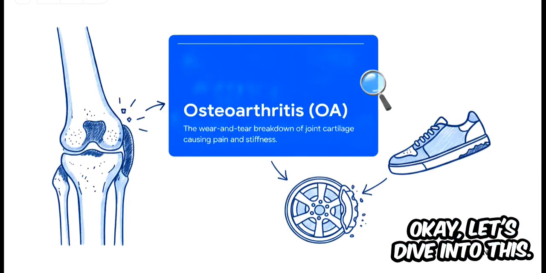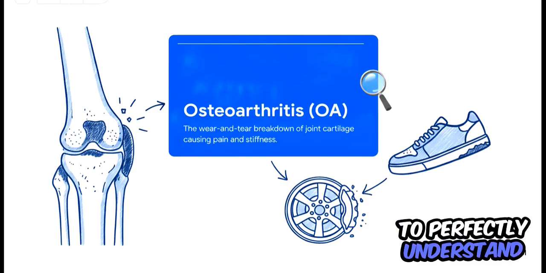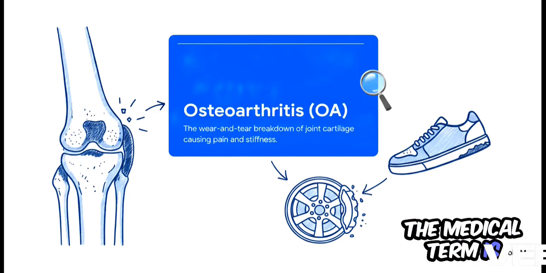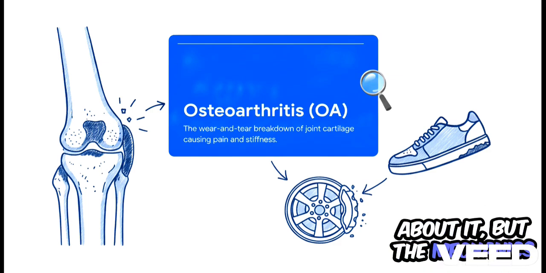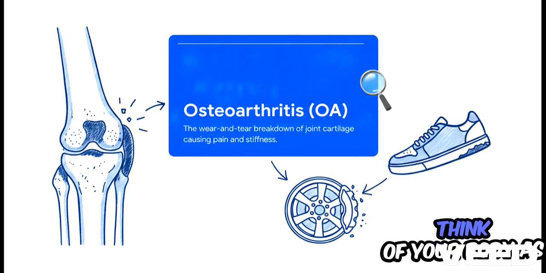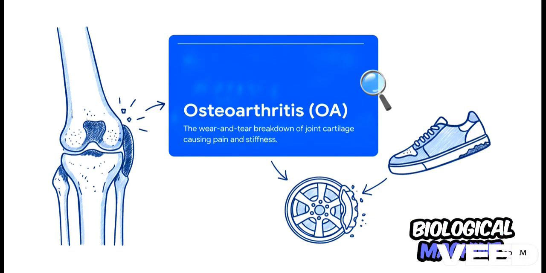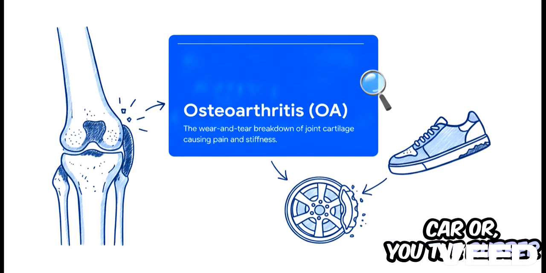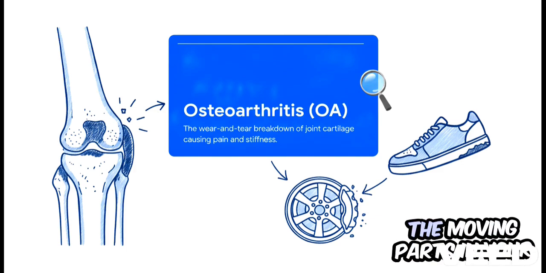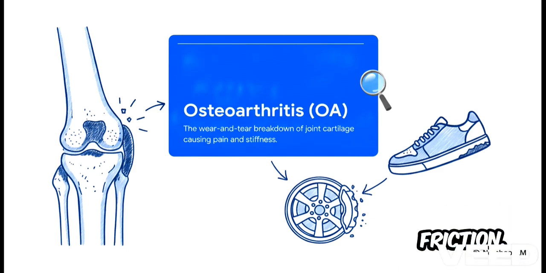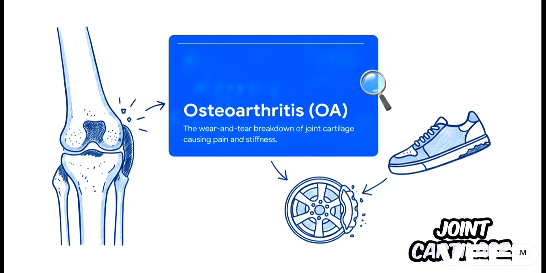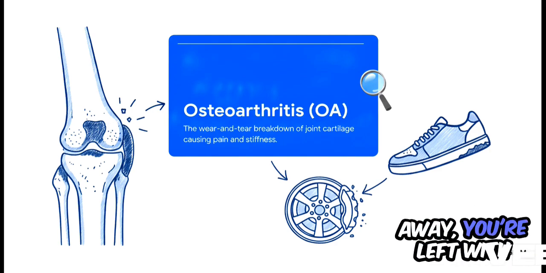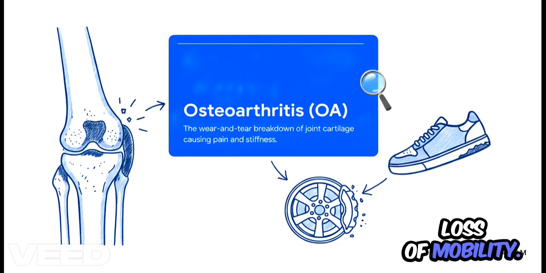Okay, let's dive into this. To really understand the solution, we've got to perfectly understand the problem first. The medical term is osteoarthritis, or OA for short. Now, you've probably heard older relatives complain about it, but the mechanics behind it are actually kind of fascinating. Think of your body as this highly complex biological machine. Just like the brake pads on a car or the rubber soles on your absolute favorite pair of sneakers, the moving parts in your body experience a lot of friction. And over time, that friction leads to wear and tear. Osteoarthritis is essentially just the breakdown of joint cartilage. That's the natural, smooth cushions sitting right at the ends of your bones. When those cushions wear away, you're left with pain, stiffness, and a real loss of mobility.